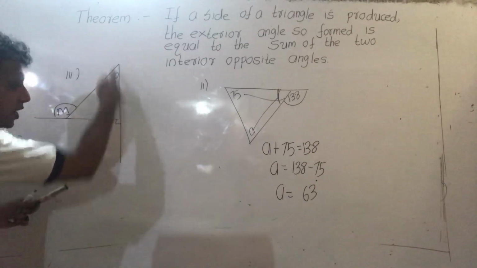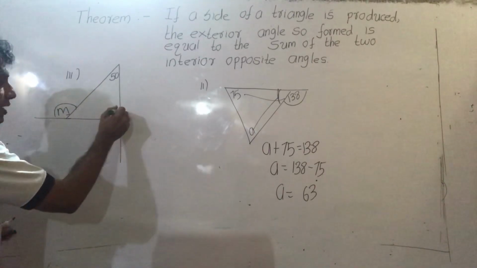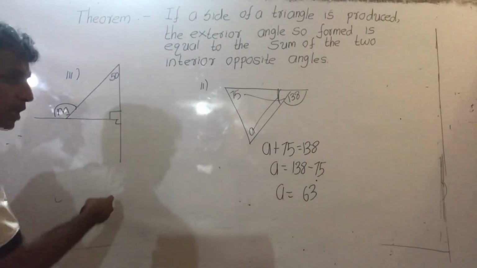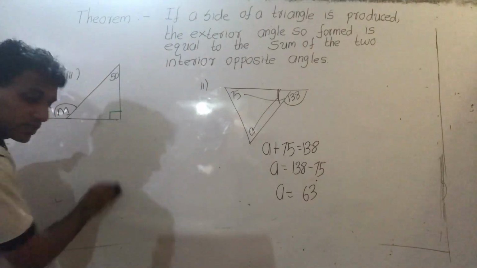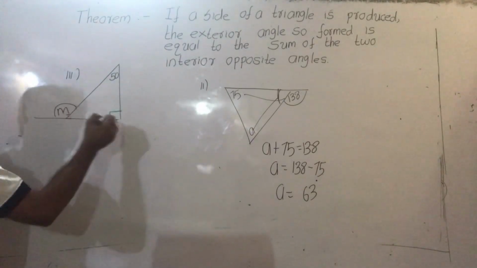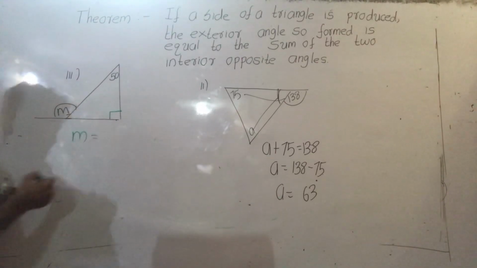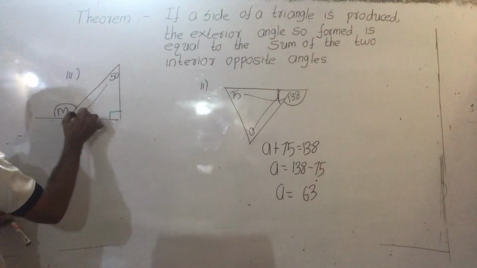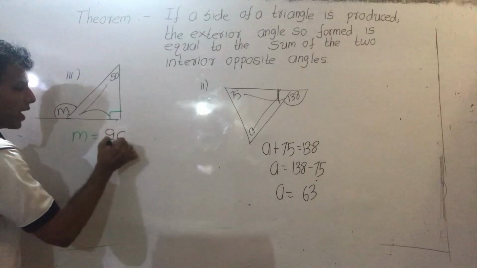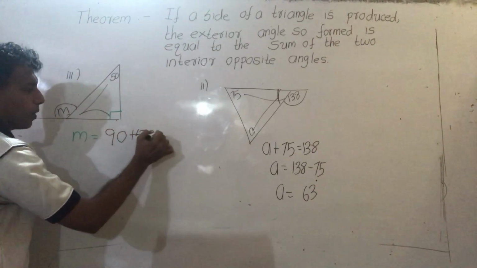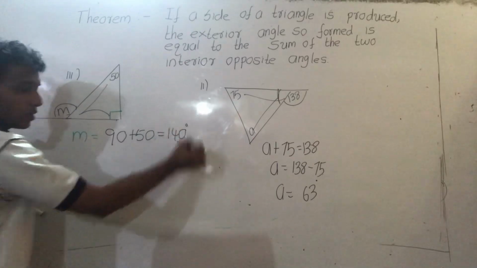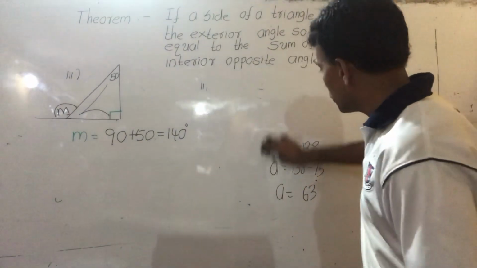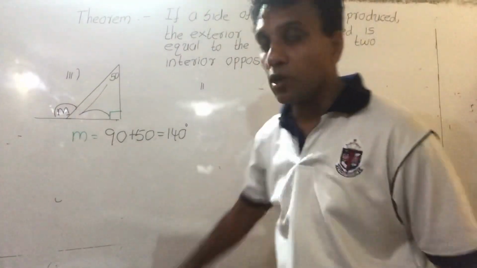Here 90, meaning straight line 180. Here 90. Okay. Now actually we do not need this straight line. I erase it. You don't erase it, right? Now use the method. M equals what? Exterior angle equals what? The interior addition of these two: 90 plus 50, what is the value? 140 degrees. That's the meaning. Exterior angle equals the sum of the interior opposites, right?